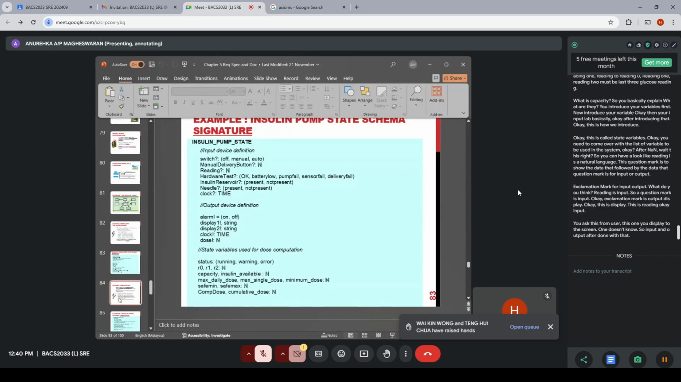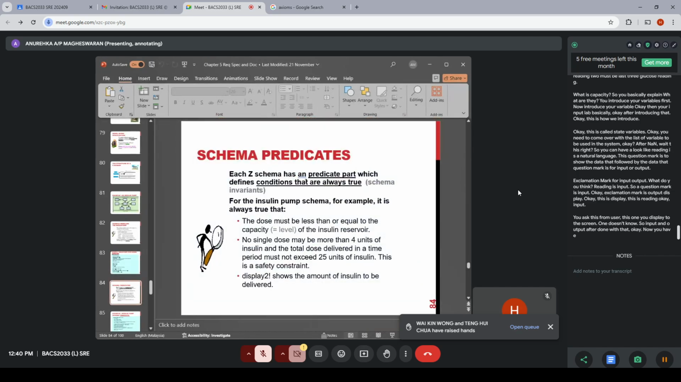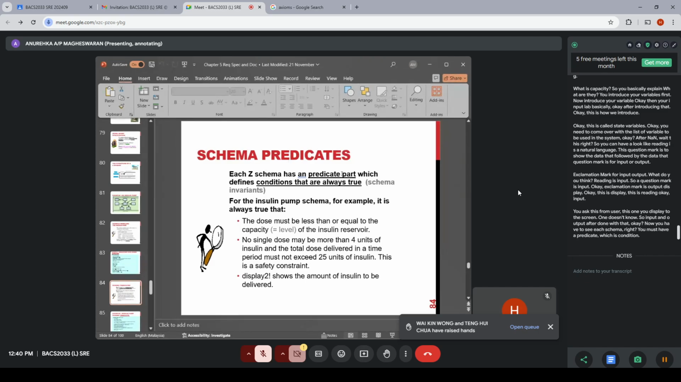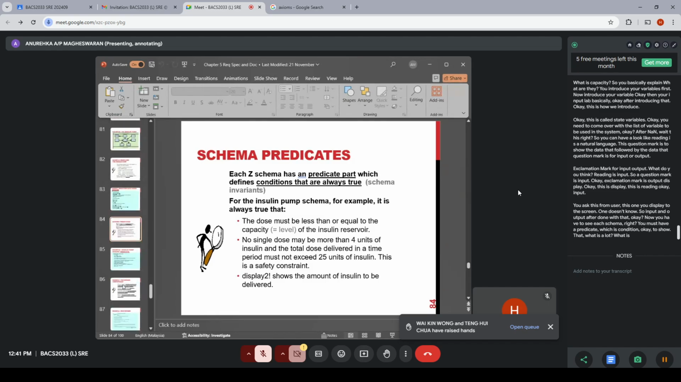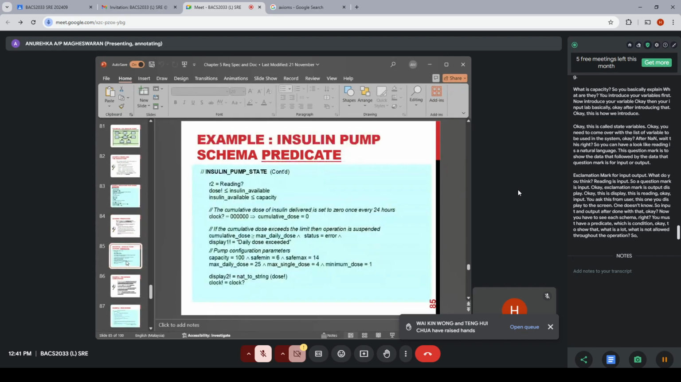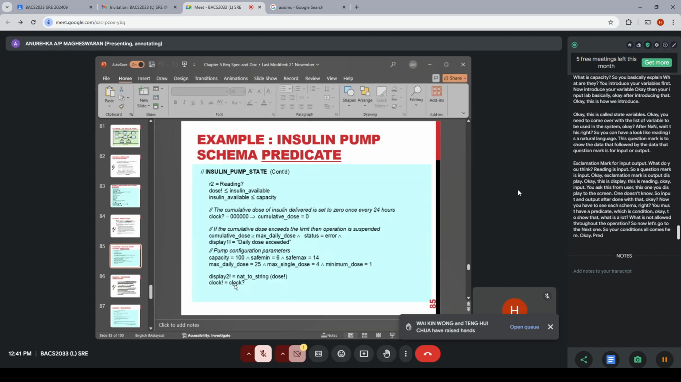After done with that, now you have to see each schema. You must have a predicate, which is the condition, to show what is allowed and what is not allowed throughout the operation. So now let's go to the next one. Your conditions all come here. Predicate, for example, the dose displayed must be less than the insulin available. You want to show that you're going to induce.